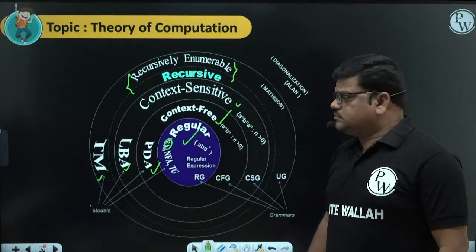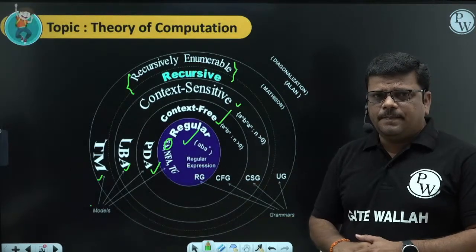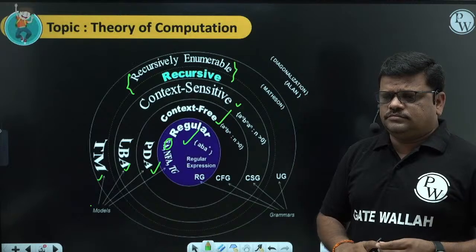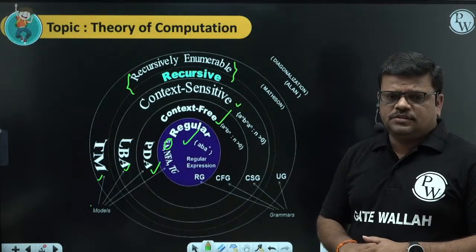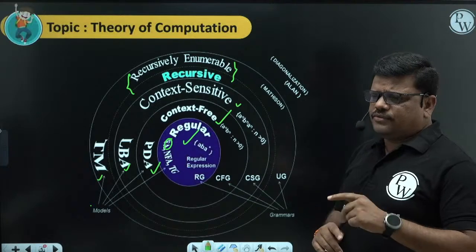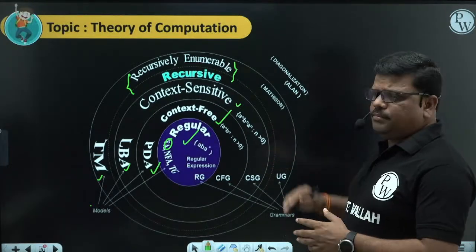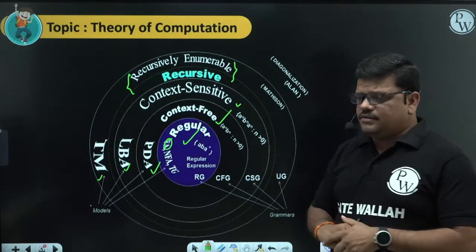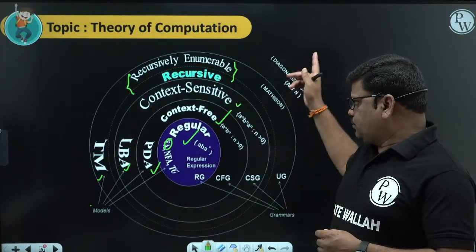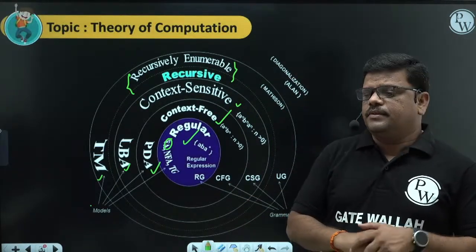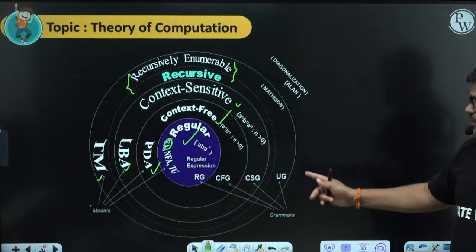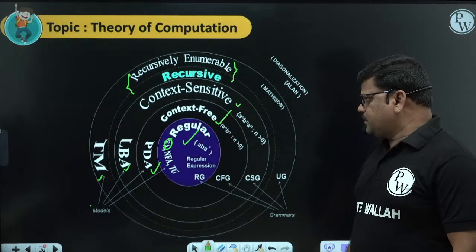From this, 1 mark questions are asked many times in the GATE paper. There are so many questions of 1 mark. Some questions are very easy, directly from this concept, the relation between automata and languages. Solving those questions becomes easy once you know the relation clearly. This is a subset superset relation. If you observe this relation, it is clearly a subset superset relation.